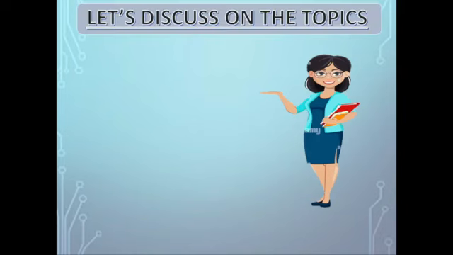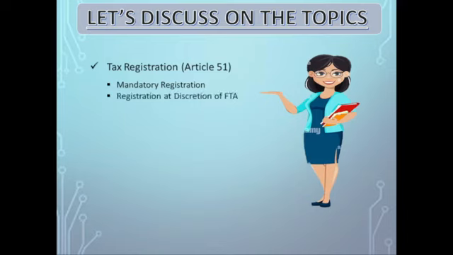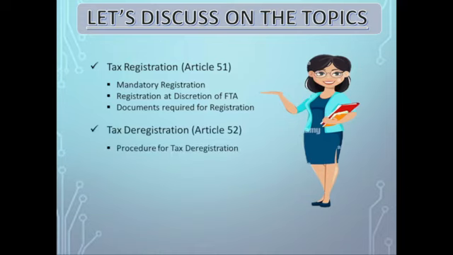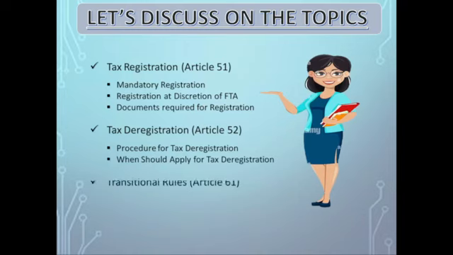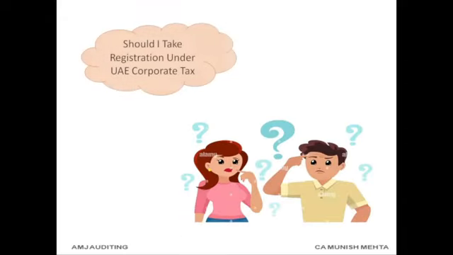Just on the topics. Tax registration. Article 51: Mandatory registration at the discretion of the FTA; documents required for registration. Tax deregistration. Article 52: Procedure for tax deregistration. When should you apply for tax deregistration? Transitional rules. Article 61: Opening balance sheet. Applying the arm's length principle.